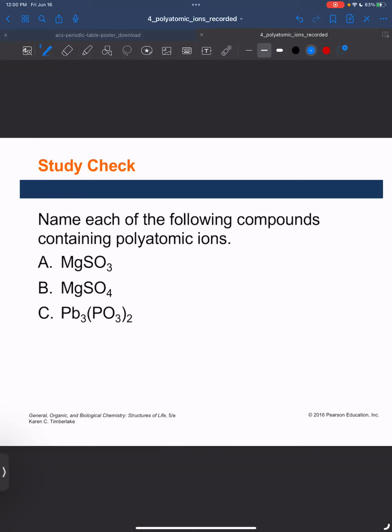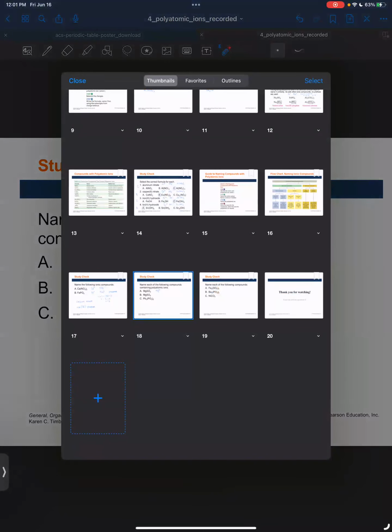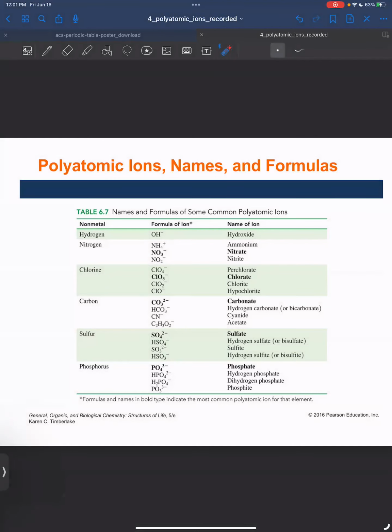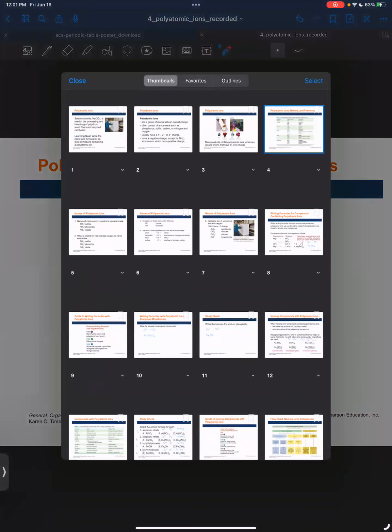Okay, we're going to name each of the following compounds that contain polyatomic ions. I see Mg, which is magnesium. I'm going to write down that cation. It's a +2 charge because it's in group 2. SO3 looks like a grouping of atoms here. Must be a polyatomic ion. Let's check what that could be. So SO3 is a sulfate series. SO3 2-, that's this here, sulfite. So let's write that down.